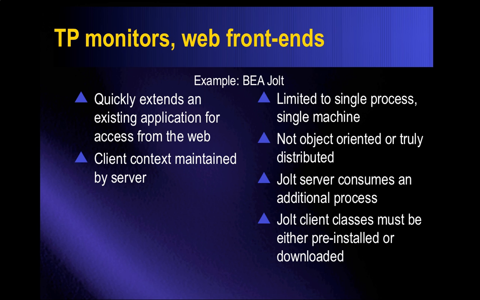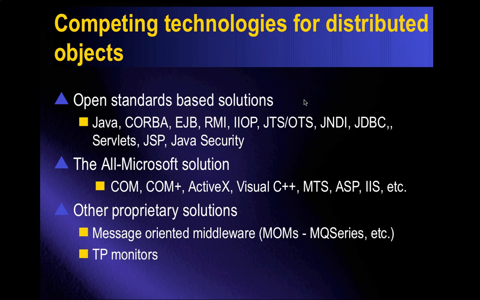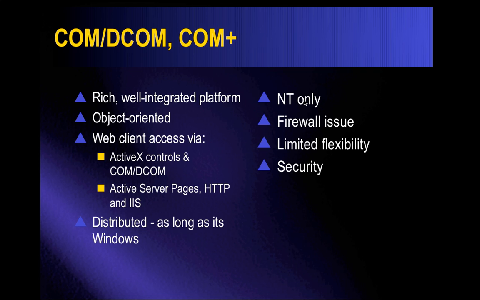Okay, so here's an example. BEA Jolt is a technology for transaction monitoring for web front ends. We can limit the single process to a single machine, not object-oriented, truly distributed. Jolt provides a server that consumes an additional resource as well. Clients must be either pre-installed or downloadable. So BEA Jolt has some limitations, and what we're doing here is going over some non-CORBA technologies just to compare. It hasn't turned into the sales pitch yet, so I'll continue going.